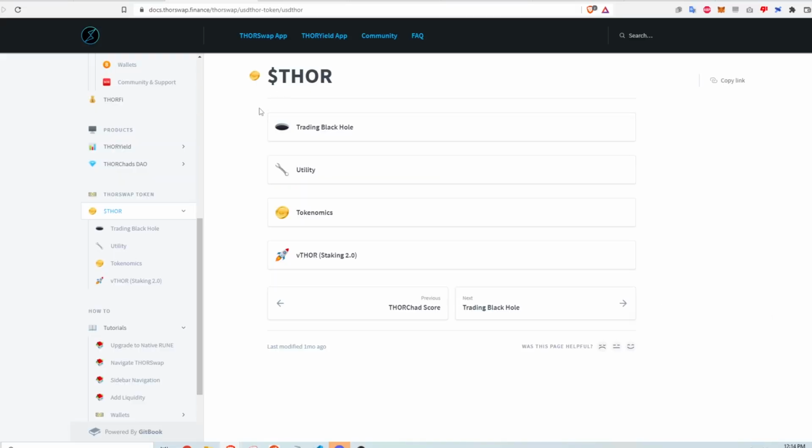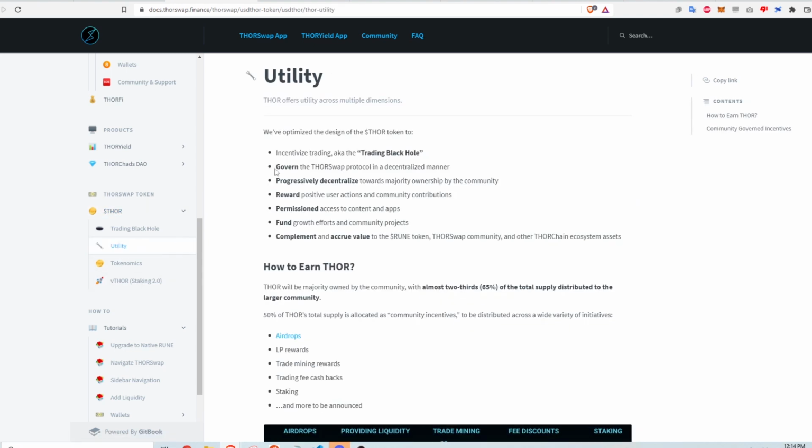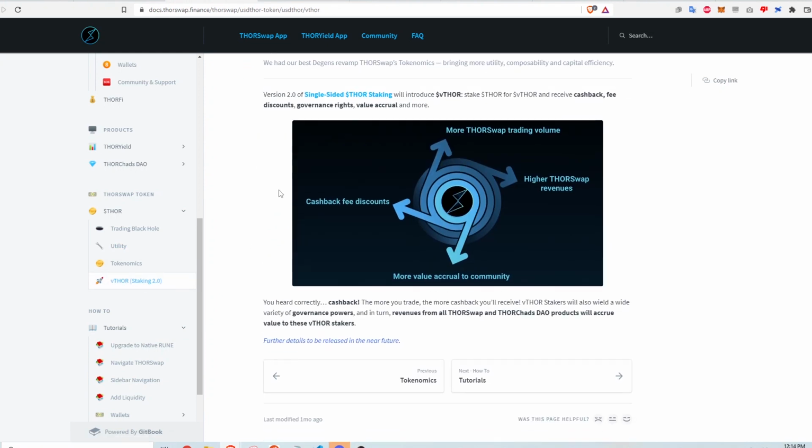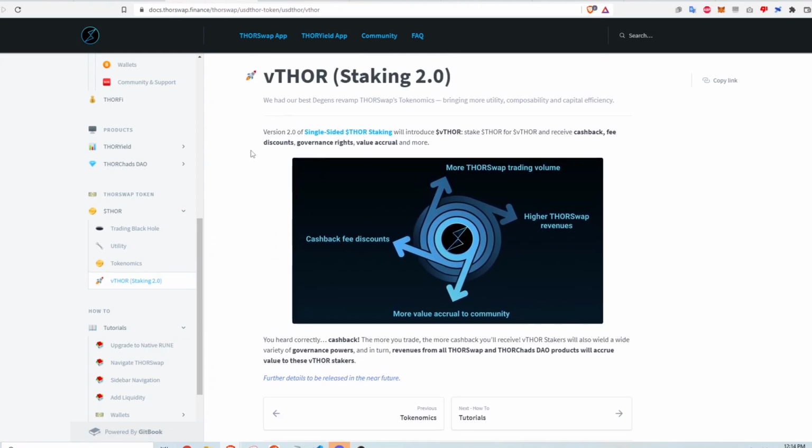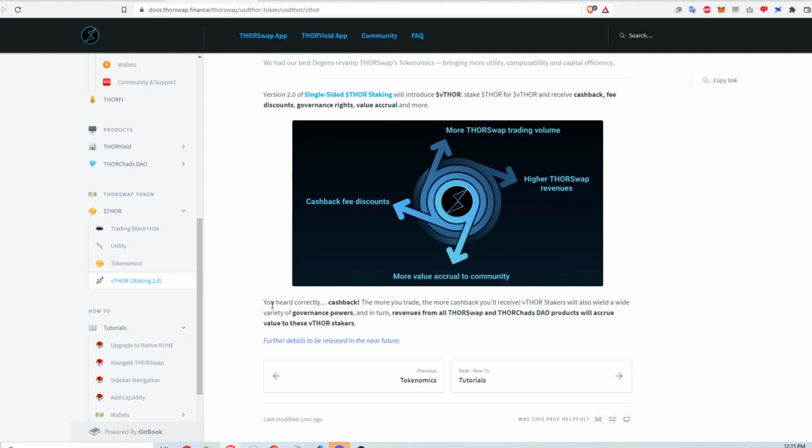So these things can be found on the documentations of the THORswap platform. And here where it says staking, THOR tokens will give you the VThor receipt token back. Stakers will receive cashback, fee discounts, etc., etc. But the details for this are still currently in the works. Just keep in mind that we don't precisely know what this cashback means yet.